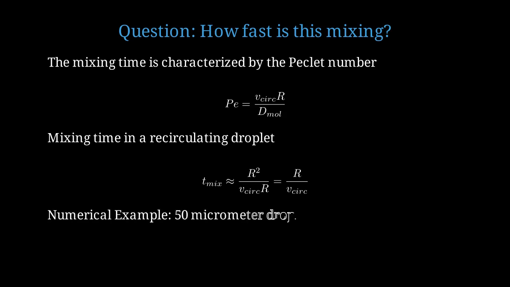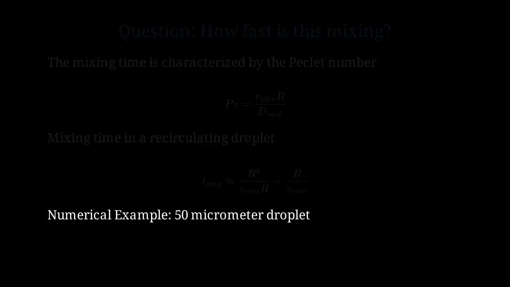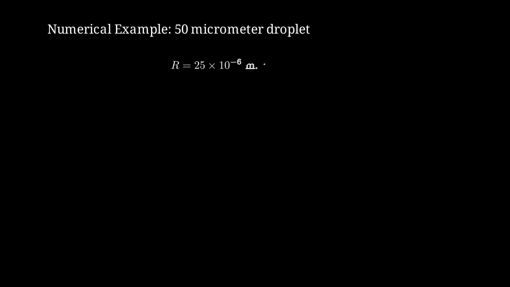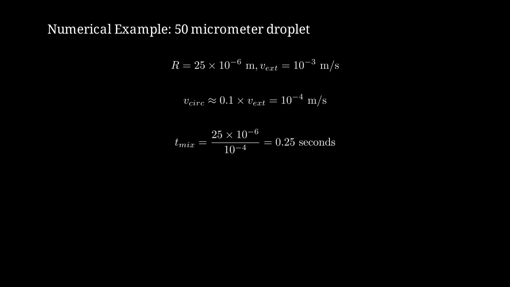Let's do a numerical example. Consider a 50 micrometer diameter droplet moving at 1 millimeter per second. The radius is 25 micrometers. External velocity is 1 millimeter per second. The internal circulation velocity is typically about 10% of the external velocity, so about 100 micrometers per second. The mixing time is 0.25 seconds. This is 40 times faster than pure diffusion across the same distance.